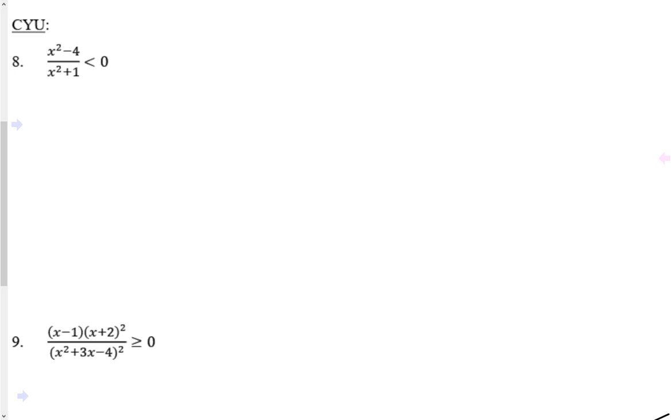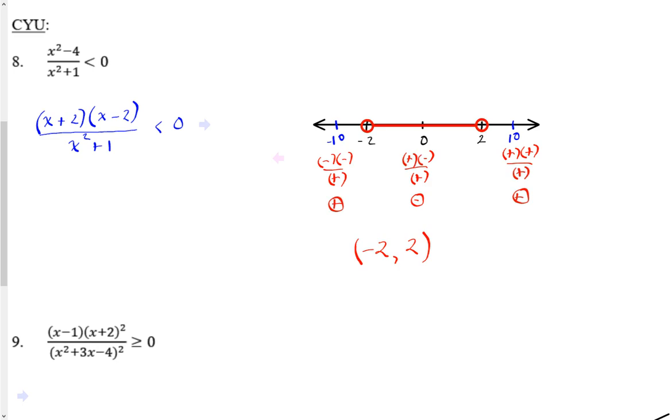Here's my solution for number 8. The numerator can be factored, the denominator cannot. So I look to see where this is equal to 0. The denominator can never equal 0, so there are no non-permissible values for this inequality. I only end up looking at the zeros of the function.